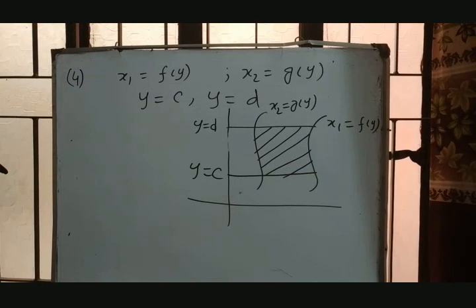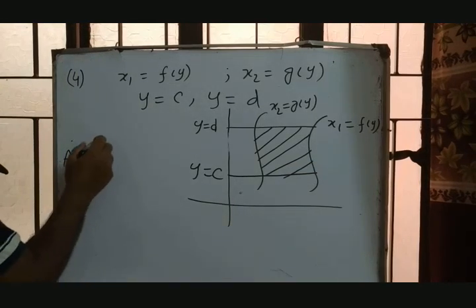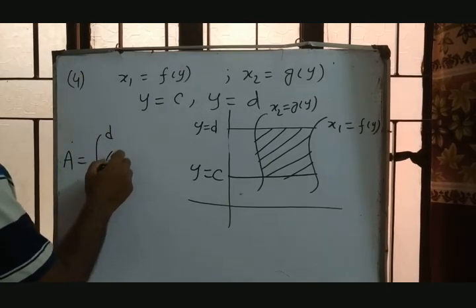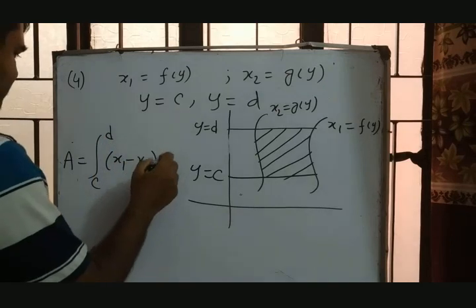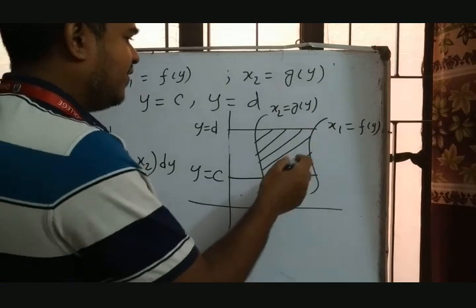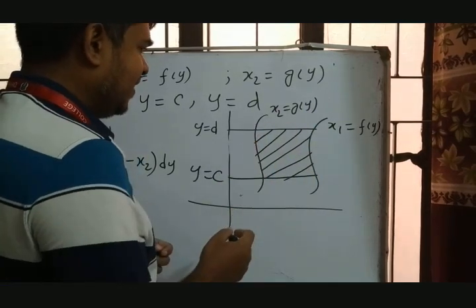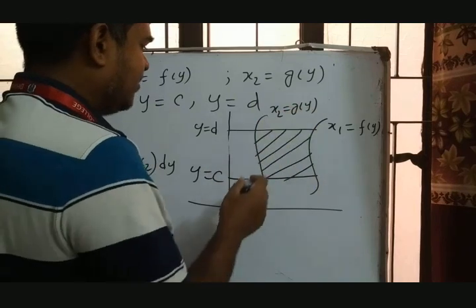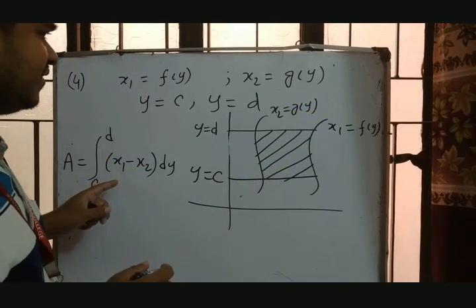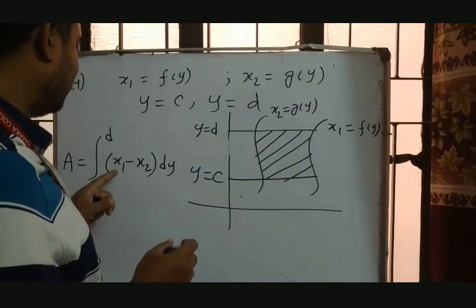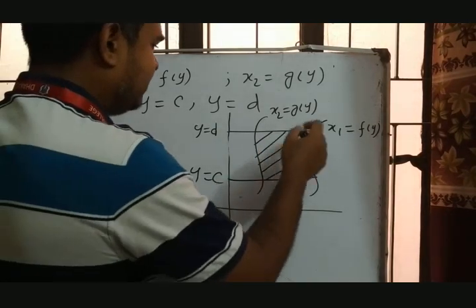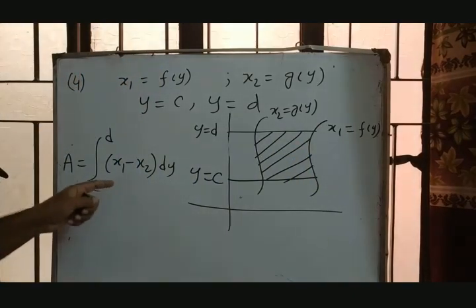In that case, the formula becomes A is equal to integral over c to d x1 minus x2 dy. Similarly, here the graph x1 covers the whole area including white area, and the graph x2 is equal to g of y covers the area only white area. If we integrate x1 minus x2 with respect to dy, then we get the required shaded region. So we can use this formula easily.